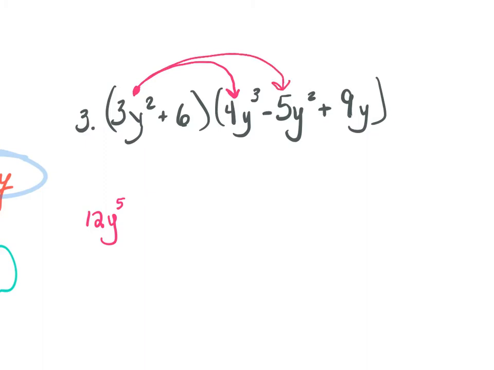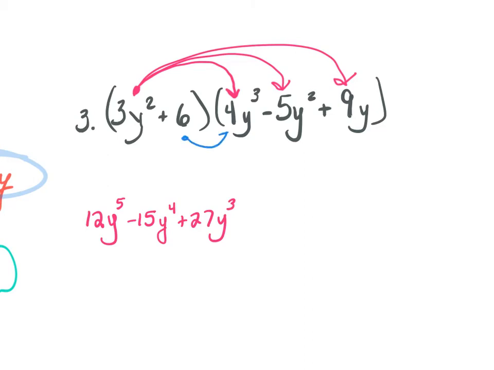3y squared times negative 5y squared. Well, 3 times negative 5 is negative 15. Y squared and y squared gives me y to the fourth. Then I have 3y squared times 9y. 3 times 9 is 27. Y squared times y is y to the third. Now we do the exact same thing, but with 6.